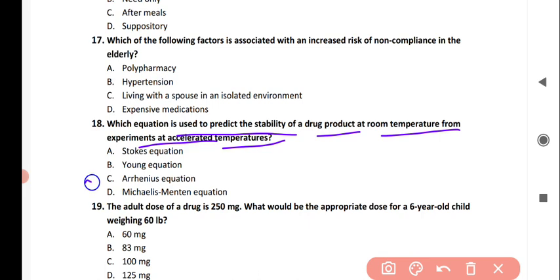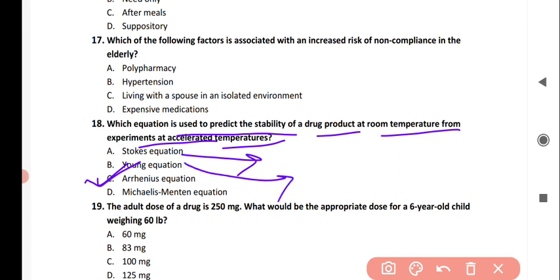So the equation is Arrhenius equation. So option C will be correct for this. If I'll talk about Stokes equation, so Stokes equation generally describes how certain factors affect the rate of settling or rate of sedimentation in a dispersed system.